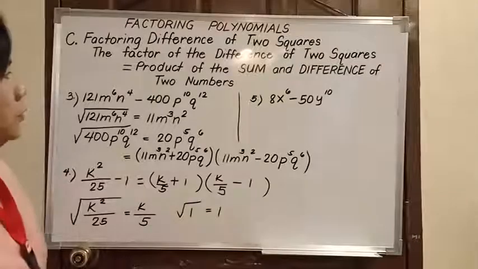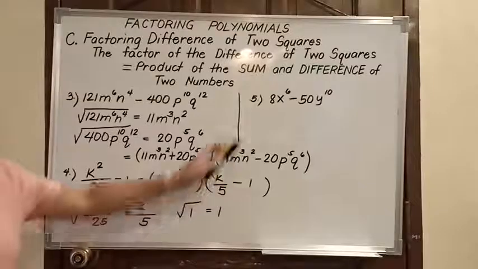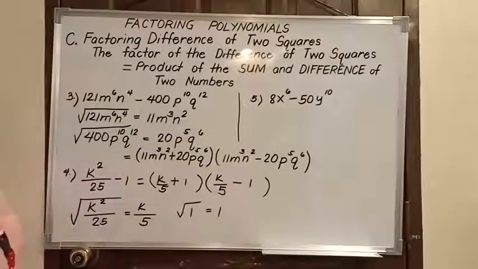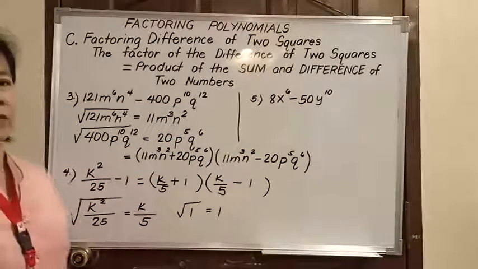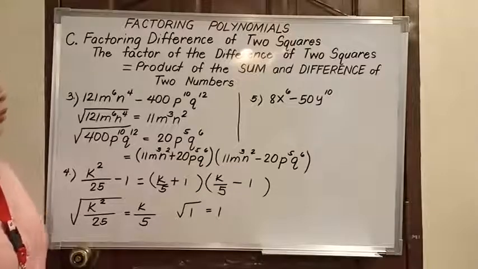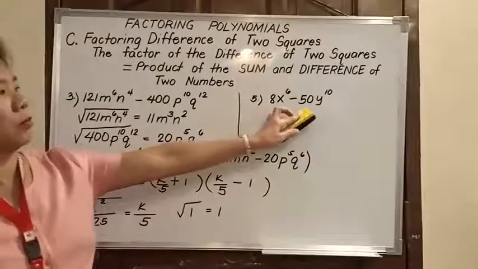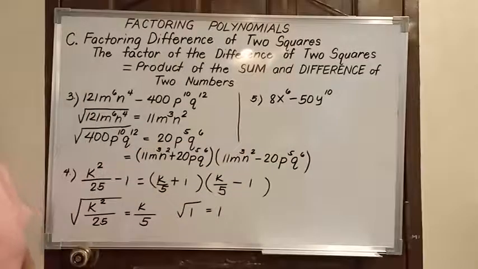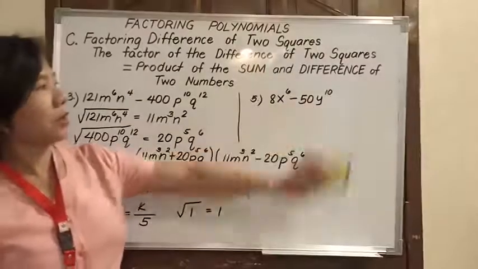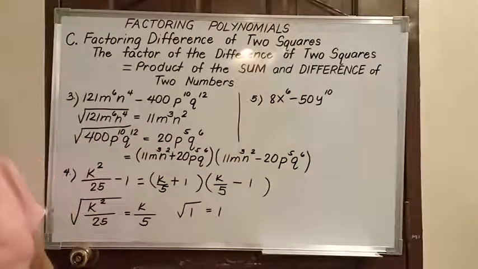Okay, last example. 8x to the 6 minus 50y to the 10th power. Is 8 a perfect square? 8 is not a perfect square. It is a perfect cube. Therefore, how will you solve for the factor? 50 is also not a perfect square. X to the 6, y to the 10th are both perfect squares because of the exponents. All the exponents are even numbers. But 8 and 50 are not perfect squares.